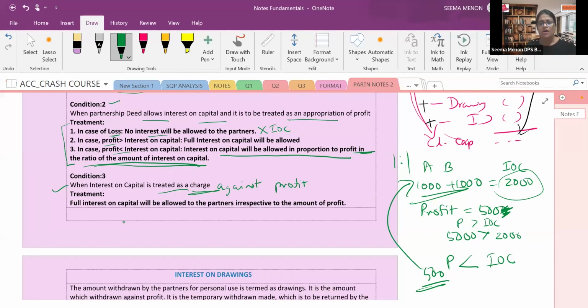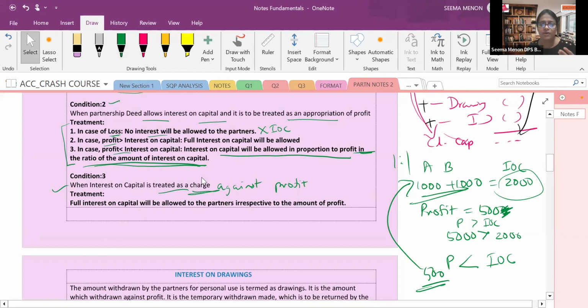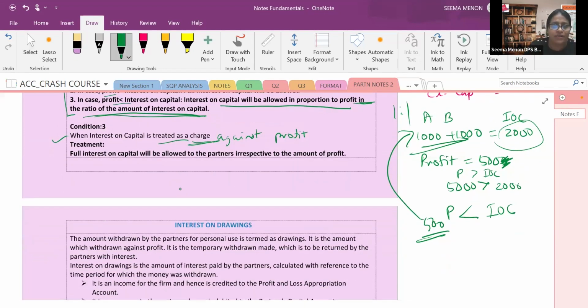What does it mean? Whether the firm makes a profit or a loss, whether the firm is in a profit condition or a loss situation, in both cases they have to pay the interest on capital. That means before calculating net profit, even though there is a loss, you have to pay interest on capital. Here you can see that treatment.